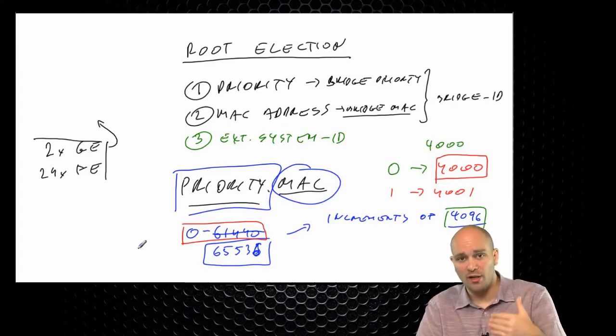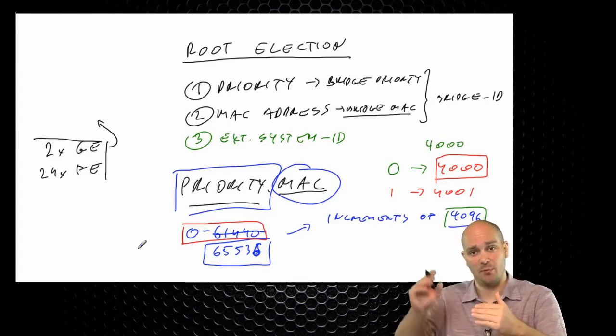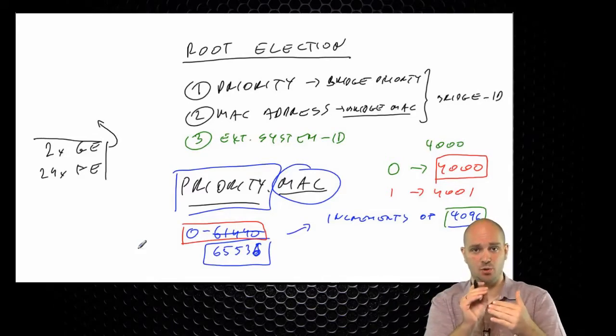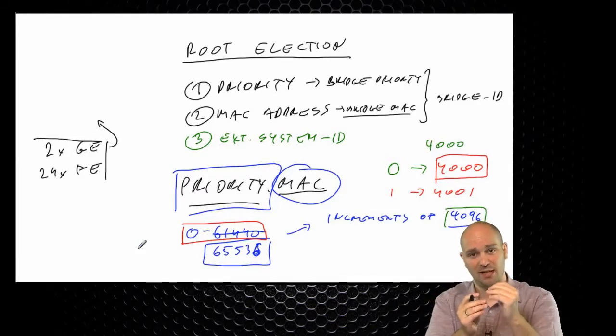We can set it only in increments of 4096, and then based on which VLAN this is used in, the priority will be slightly adjusted based on that information.